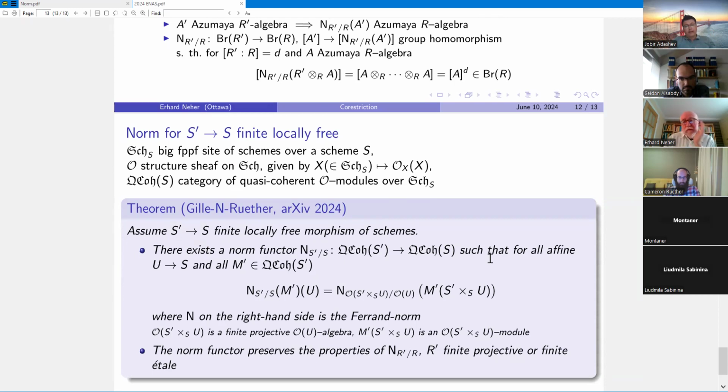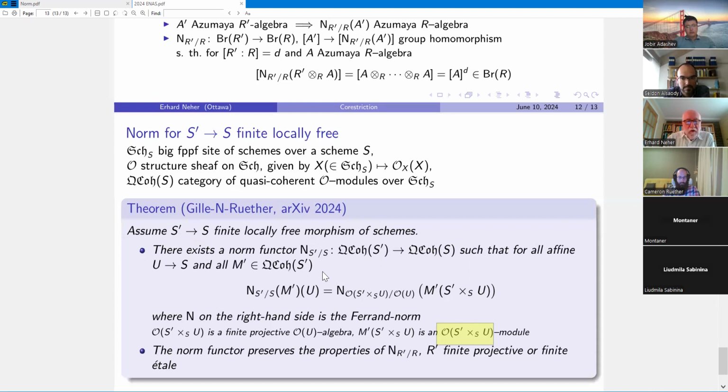Now, look at an affine scheme U which maps to S, and take a quasi-coherent module over S prime. If you consider the global section functor, then you get a finite projective O of U algebra. Similarly, if you take your M prime, evaluate it at S prime over U, then this is an O of S prime over U module. And so we are in the setting of Ferrand.